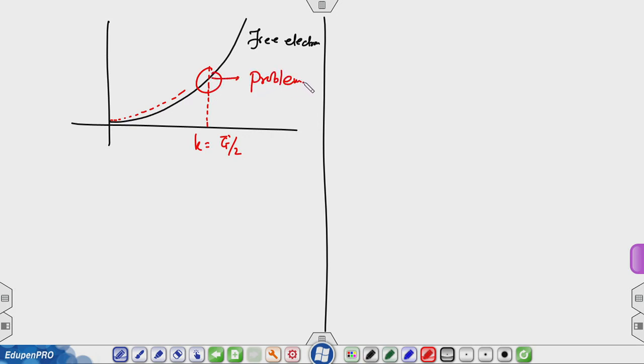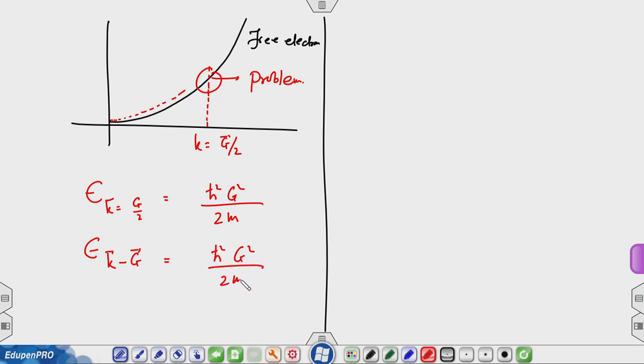What is the problem? Let us look at epsilon of k equals g by 2, which is equal to h cross square g square over 2m. And if I look at epsilon k, let me put it minus g by 2, which is equal to h cross square g square over 2m again. So, these energy levels are degenerate.